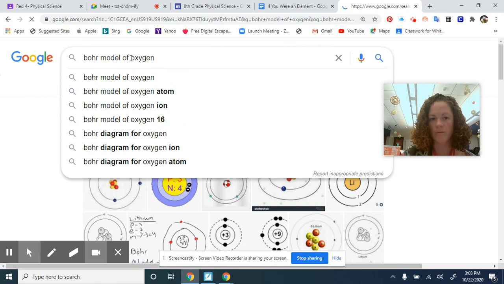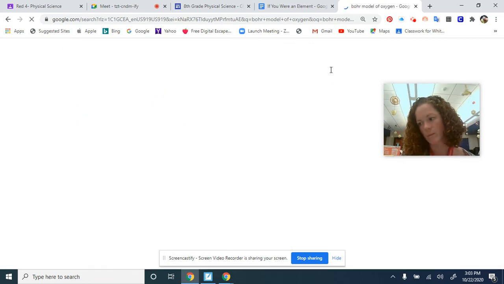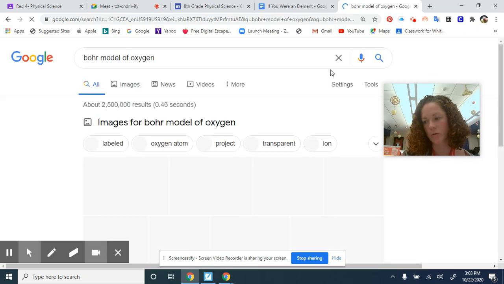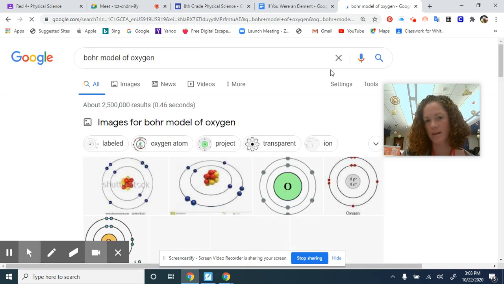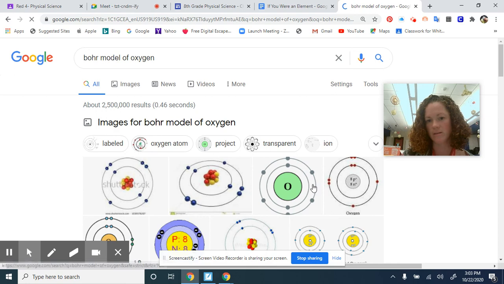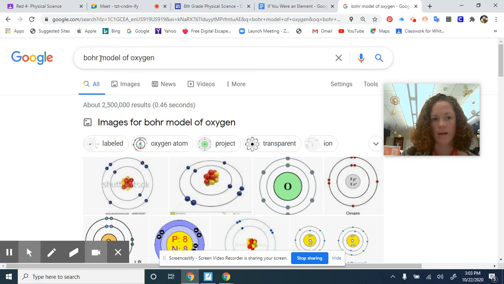The Bohr model of oxygen, remember I said had 2 rings, 2 on the inside and 6 on the outside. So we have 1, 2 rings, 1, 2 on the inside, first ring, and then 1, 2, 3, 4, 5, 6 on the outside. All right, and then we have the Lewis dot diagram.